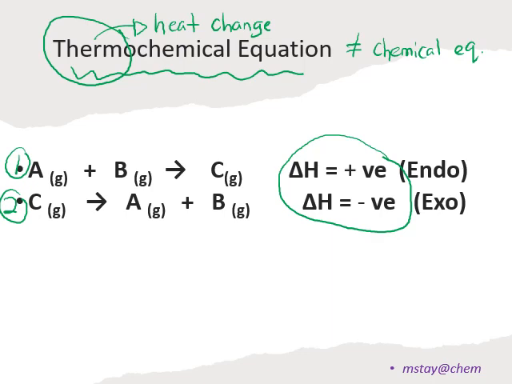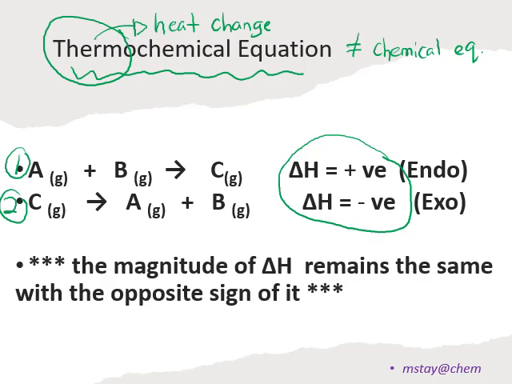thermochemical equation. Now, looking at equation 1, A plus B produces C, and then C produces A plus B. You can see that these two are reverse reactions. The first reaction needs to absorb energy, so the other way around means that it will release energy. The magnitude of the delta H will remain the same, only with a different sign.